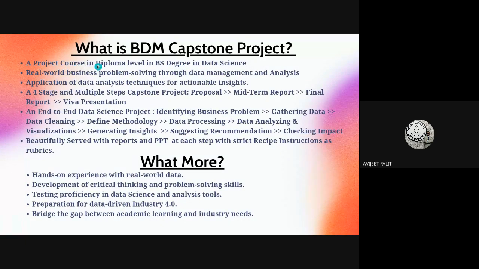So our Capstone project is based on business data management. It has vaguely four stages, and each has multiple steps. It starts with a proposal, a midterm report, then a final report, followed by a viva presentation. Before these four stages, there is one stage, you can say a zero stage, where you have to connect with a business or gather data. Now we have two routes basically. One is the primary route, where you go to a business and get the data, understand the business, formulate a problem statement, and work upon it.